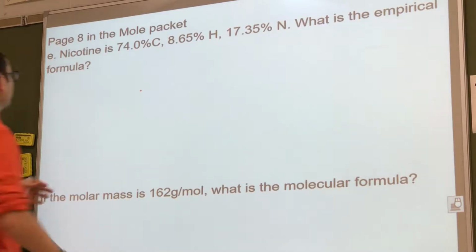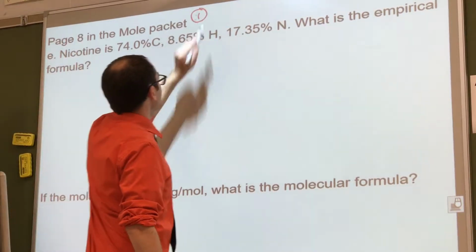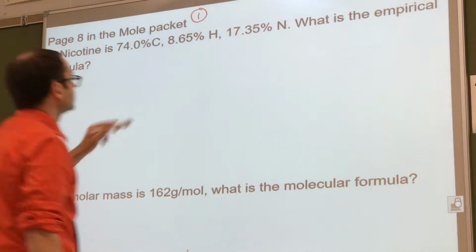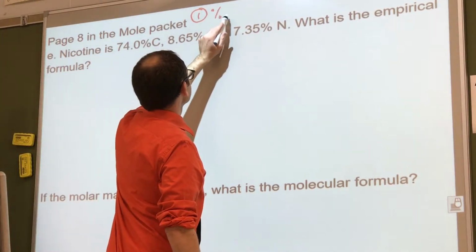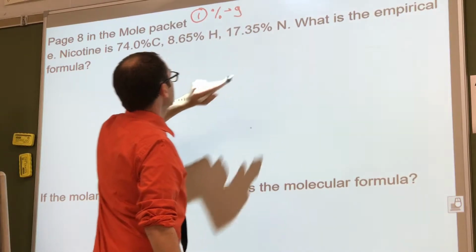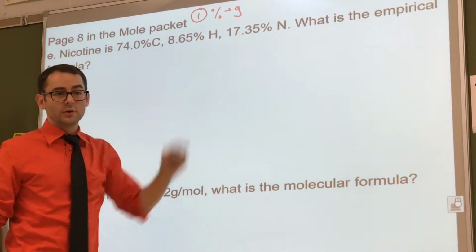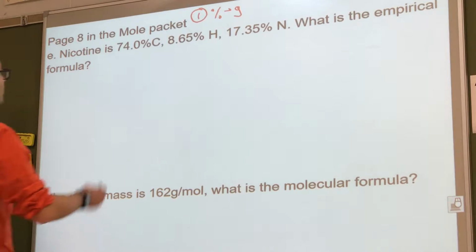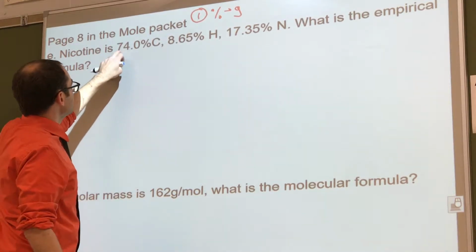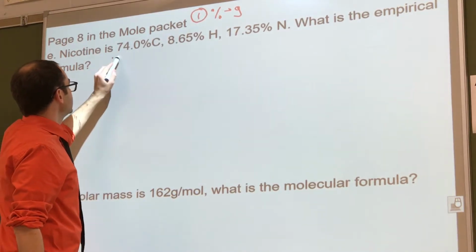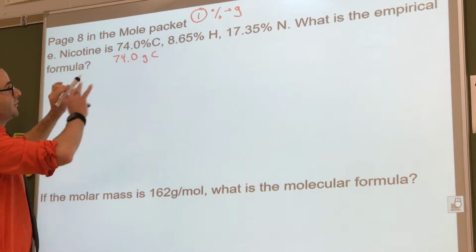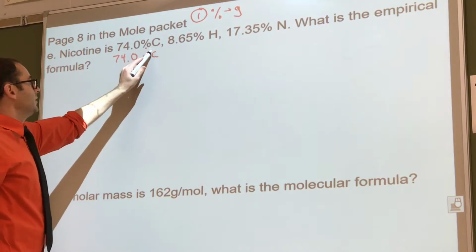The steps for figuring out the empirical formula are, what's the first step? Convert the percentage into grams. Good. Percent to grams. Now, what do we assume? Tina, you remember? That is 100. Yeah, it's 100 grams, right? Because if we have 100 grams of this, instead of it being 74.0%, it's going to just be 74.0 grams of carbon. So they're all just going to convert right over from percent into grams.